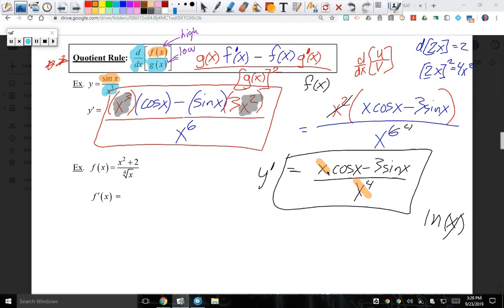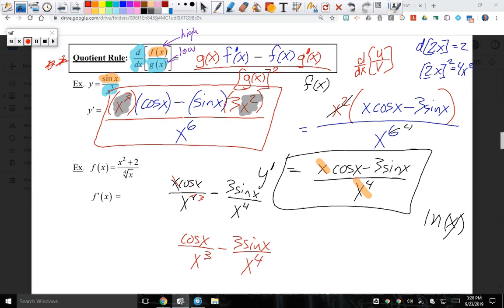She's asking a really good question. Couldn't we do this? x cosine of x over x to the 4th, minus 3 sine of x over x to the 4th, and then you could cancel this with one of these, and you could write as a final answer on a test something that could look like this. And you would get just as much credit as someone who wrote this. You with me?